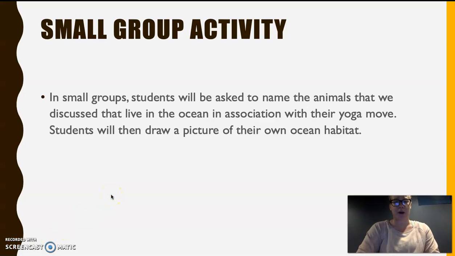The kids did really well with it. They really liked it. They really liked the yoga. That's why I really like using TPR and yoga in my classroom. And that's really it.